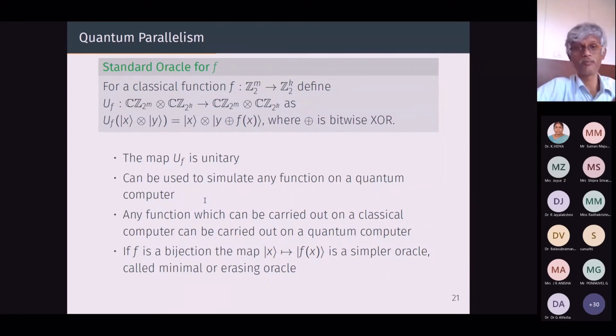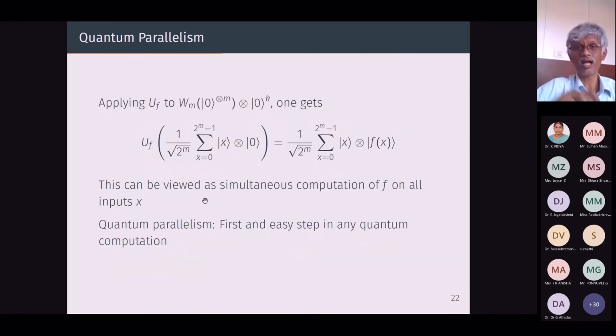So the upshot is that we can simulate any classical function on a quantum computer, and the first operation is usually applying this U_f to the ket of 0 tensor power m in the first argument, and taking the tensor product of it with the ket of 0 power k. Usually one will be called the auxiliary register, or the computational register, and one will be called the input register, something like that.